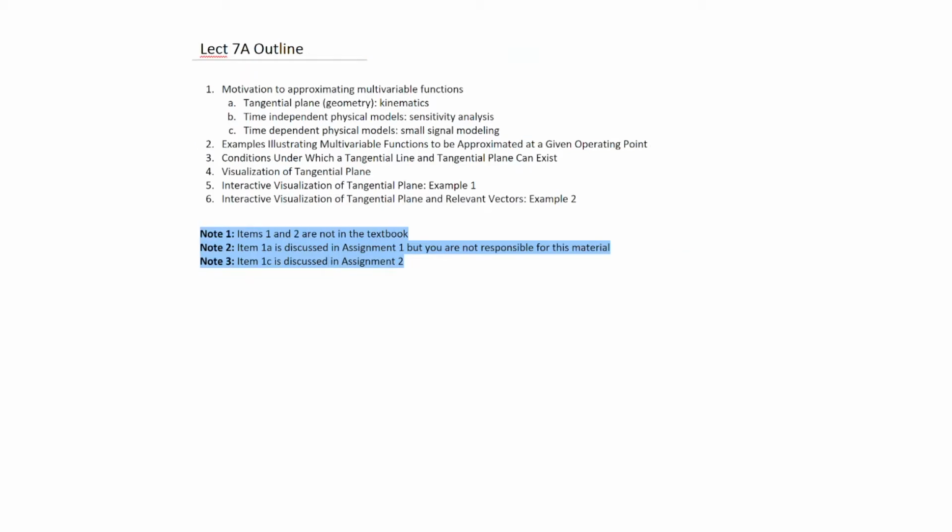All right, so this is the outline, but I just want to make note at the bottom that items 1 and 2 are not in the textbook. So this is going to be new to you. Note 2 is item 1A, which is discussed in assignment 1, but you're not responsible for this material. It goes into much more detail with some examples. So if you ever have the time, or in the future if you need to know more about it, there's more than enough material there to digest. And note 3 is item 1C. This is discussed in assignment 2, and we'll have more to say about that in the next lecture. All right, so we'll move on to the next slide then.